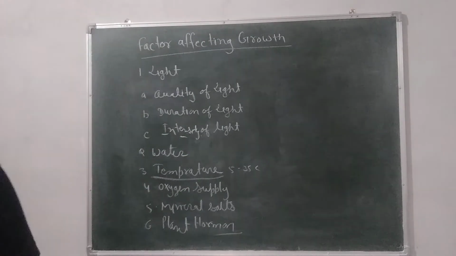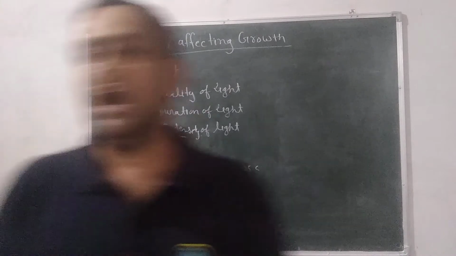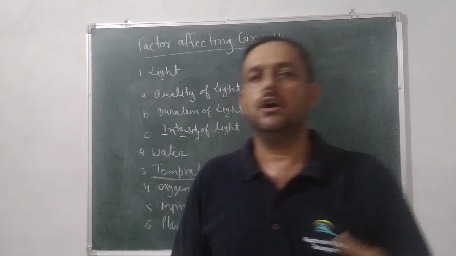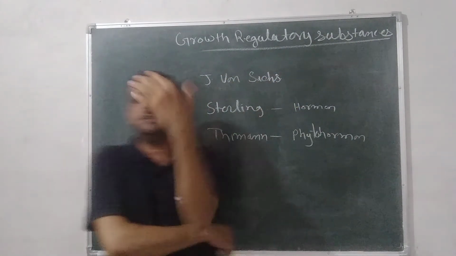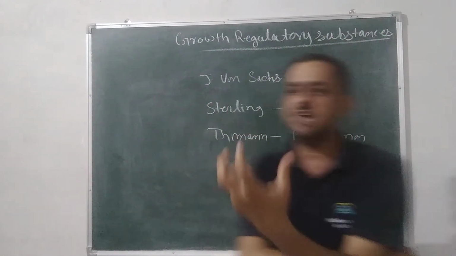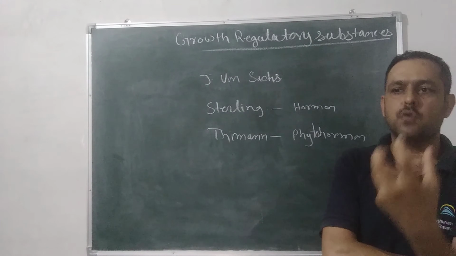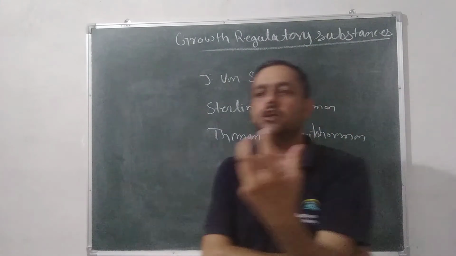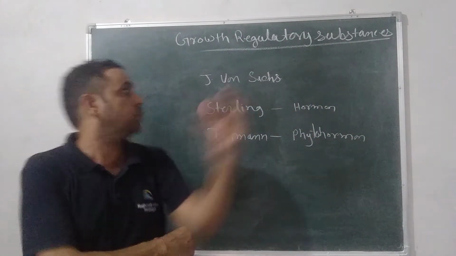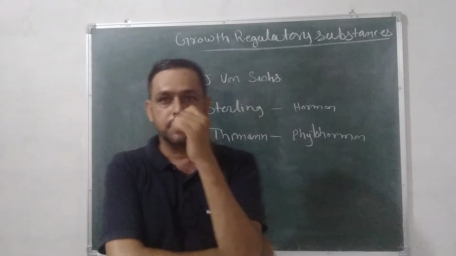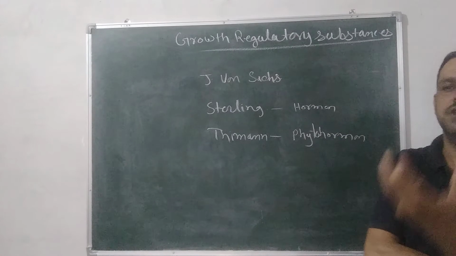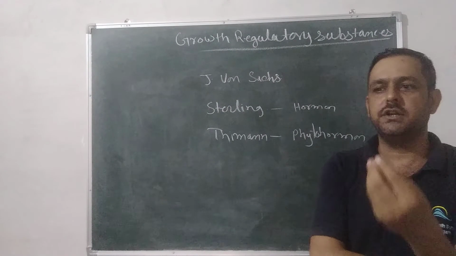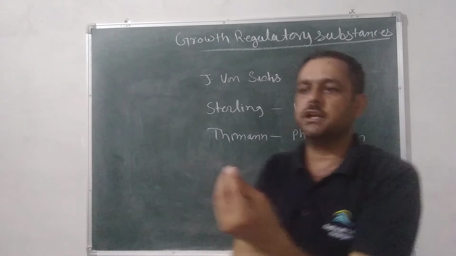So our next topic is plant hormones, or we can say growth regulatory substances. Some chemical substances which are synthesized in the plant in small quantity and control the growth effectively are called growth regulatory substances.